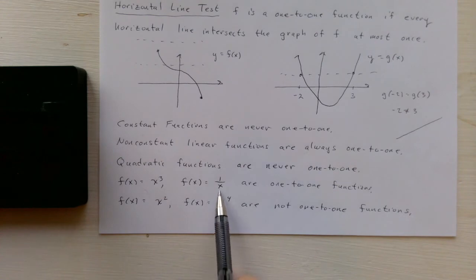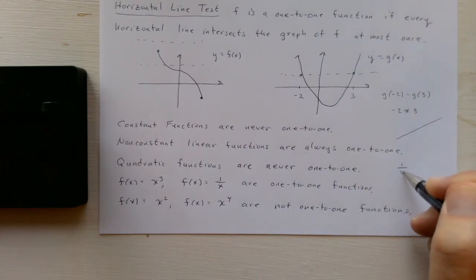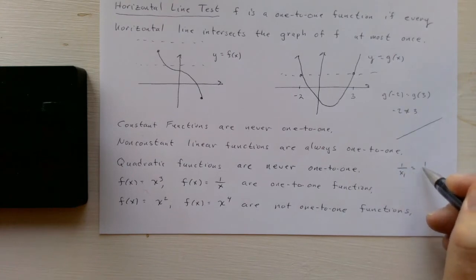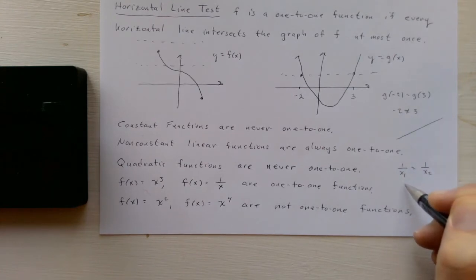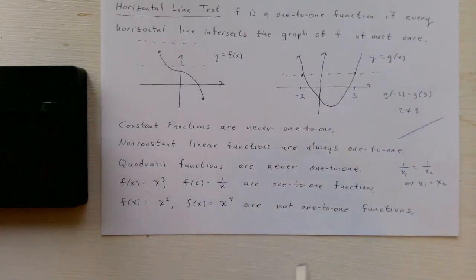Also, we can prove this algebraically. For example, if 1 over x1 equals 1 over x2, then this obviously means that x1 equals x2, right? So that means 1 over x is one-to-one.